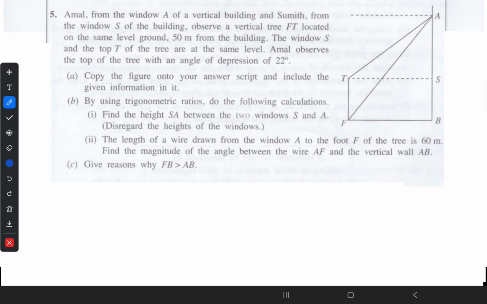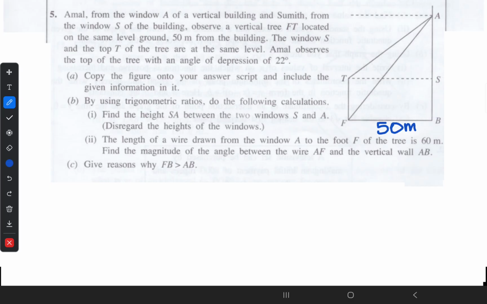observe a vertical tree FT. Okay, this is the vertical tree and this is the building. And thereafter, FT is located on the same ground level, 50 meters from the building. So that means this length was 50 meters. That is the first data.